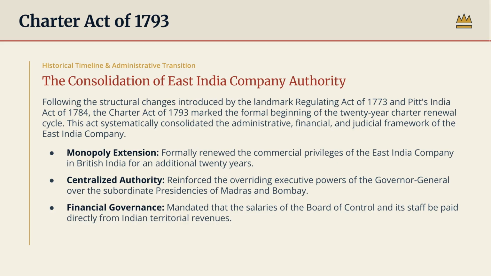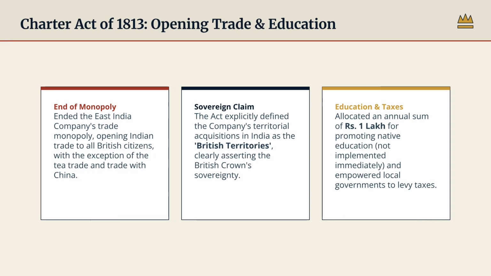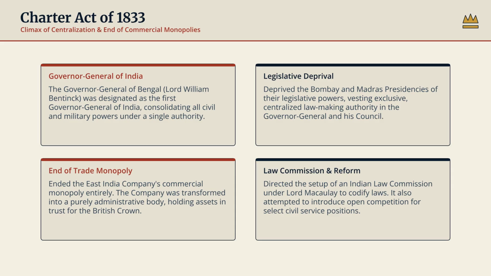other presidencies. The Charter Act of 1813 brought significant changes, ending the company's trade monopoly with the exception of the tea trade and trade with China. It also explicitly defined the company's territories as belonging to the British Crown and allocated funds for native education. With the Charter Act of 1833, the company's commercial monopoly ended entirely.